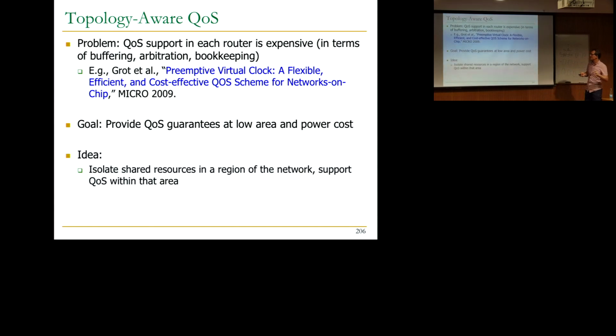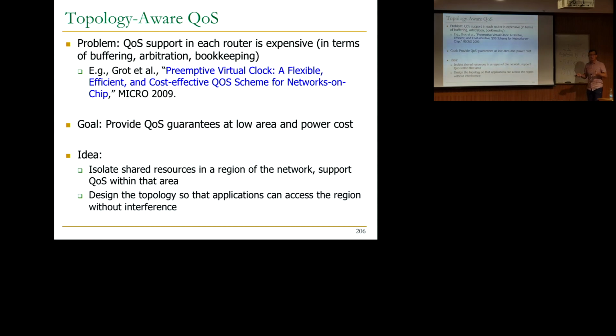So our goal was to provide quality of service guarantees at low area and power cost. And the idea is, if you really want quality of service, isolate some of your shared resources in a region of the network and support QoS within that area only. Maybe all of your memory controllers are over there. All of your shared caches are over there. And ensure that you design the topology such that applications can access the region without interference.